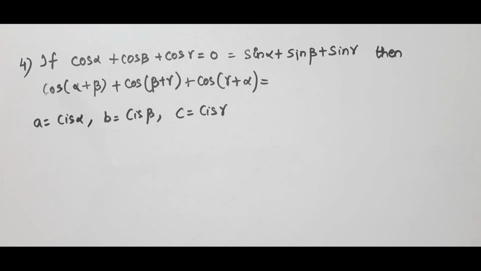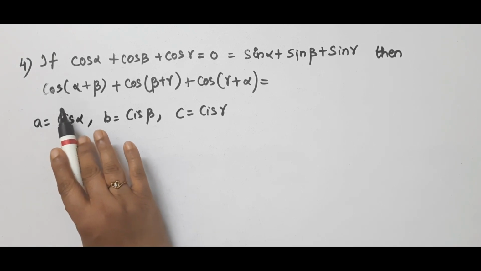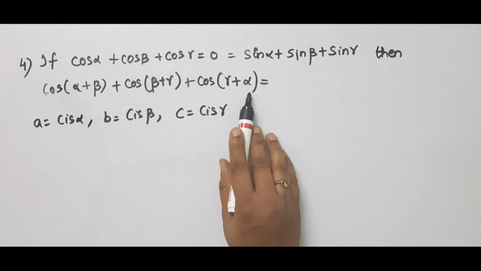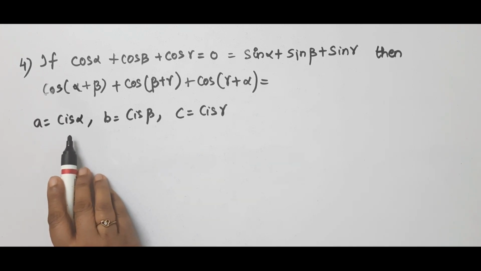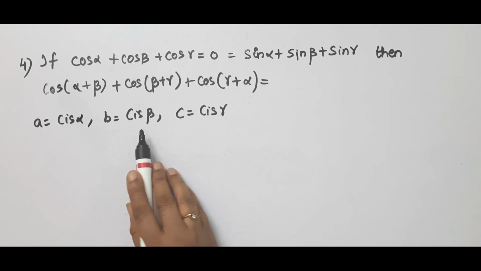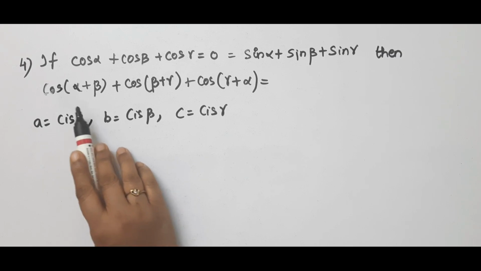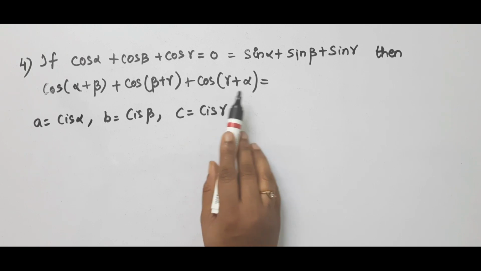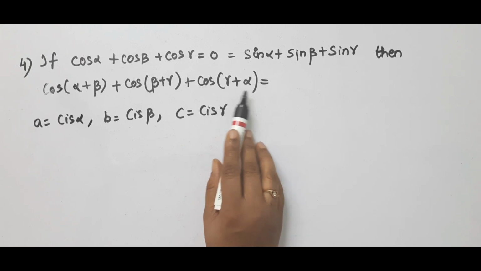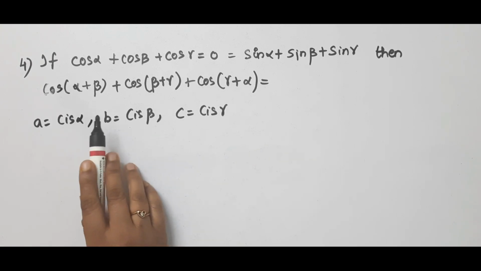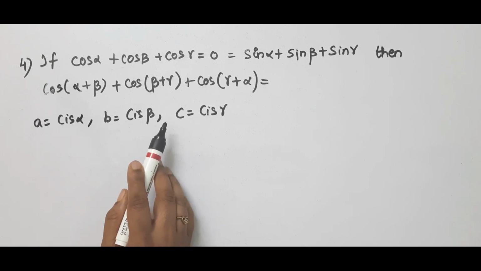Now as we did for the previous problem, next we have to check what they asked to find. Here they asked to find cos of alpha plus beta plus cos of beta plus gamma plus cos of gamma plus alpha. If we take A equal to cis alpha, B equal to cis beta, C equal to cis gamma, then cos of alpha plus beta, beta plus gamma, gamma plus alpha are the real parts of the expressions which involve A, B and C, is it not?